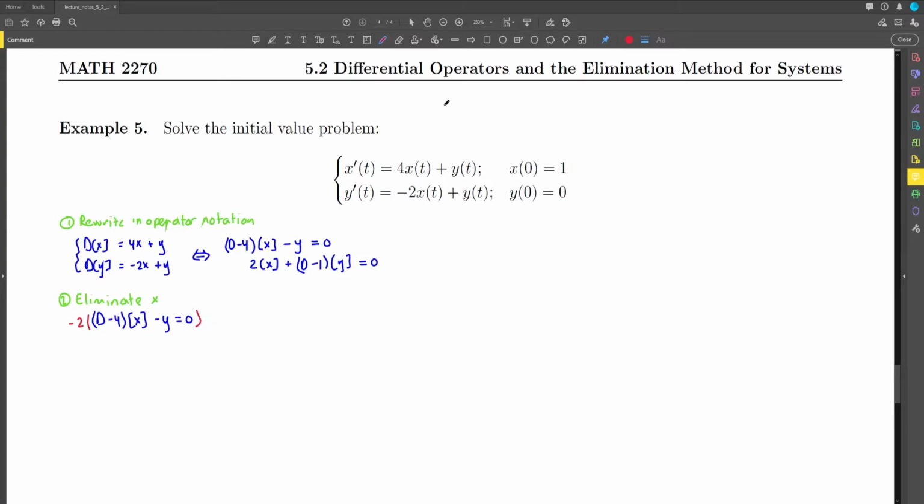And for the second equation, I'm going to apply d minus 4, and I'm going to apply that to 2x plus d minus 1 acting on y, and that equals 0. And then I can add those two equations to get rid of my variable x.